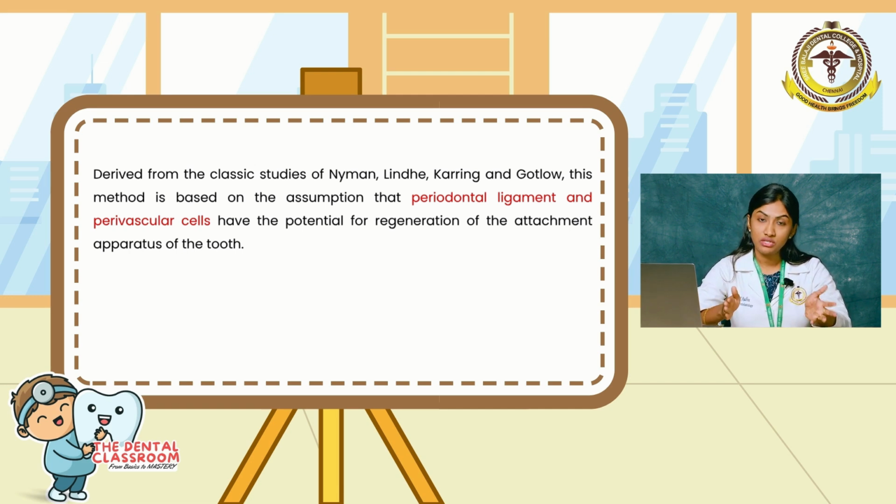This was first derived from the classic studies of Nyman, Lindhe, Karring and Gottlow. These are the people who gave the assumption of what cells are needed for periodontal regeneration. Those cells are mainly periodontal ligament cells and perivascular cells. Those are the cells needed for bone or periodontium regeneration, for regaining the functional activity of the tooth, which is the attachment apparatus.